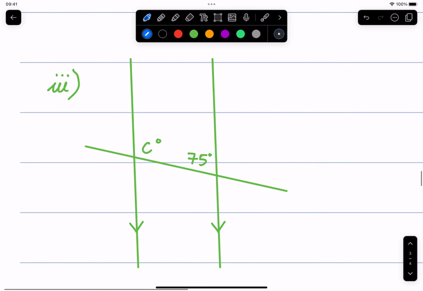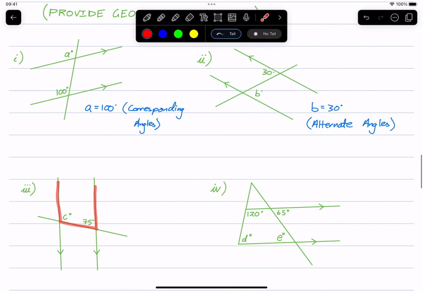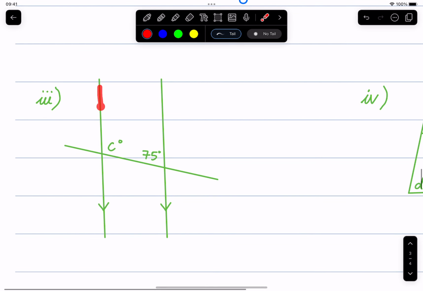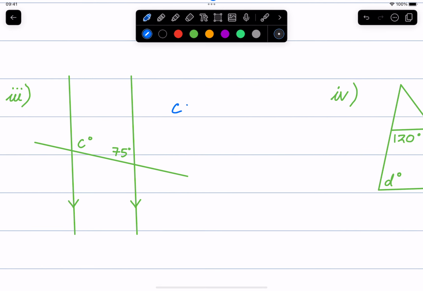Here's another one. You can probably guess that it's going to be co-interior because the first two were corresponding and alternate. This one, as you can see, there's a letter C that holds both of them inside. So because of this, we can state that C plus 75 must equal 180 degrees because they are co-interior angles.